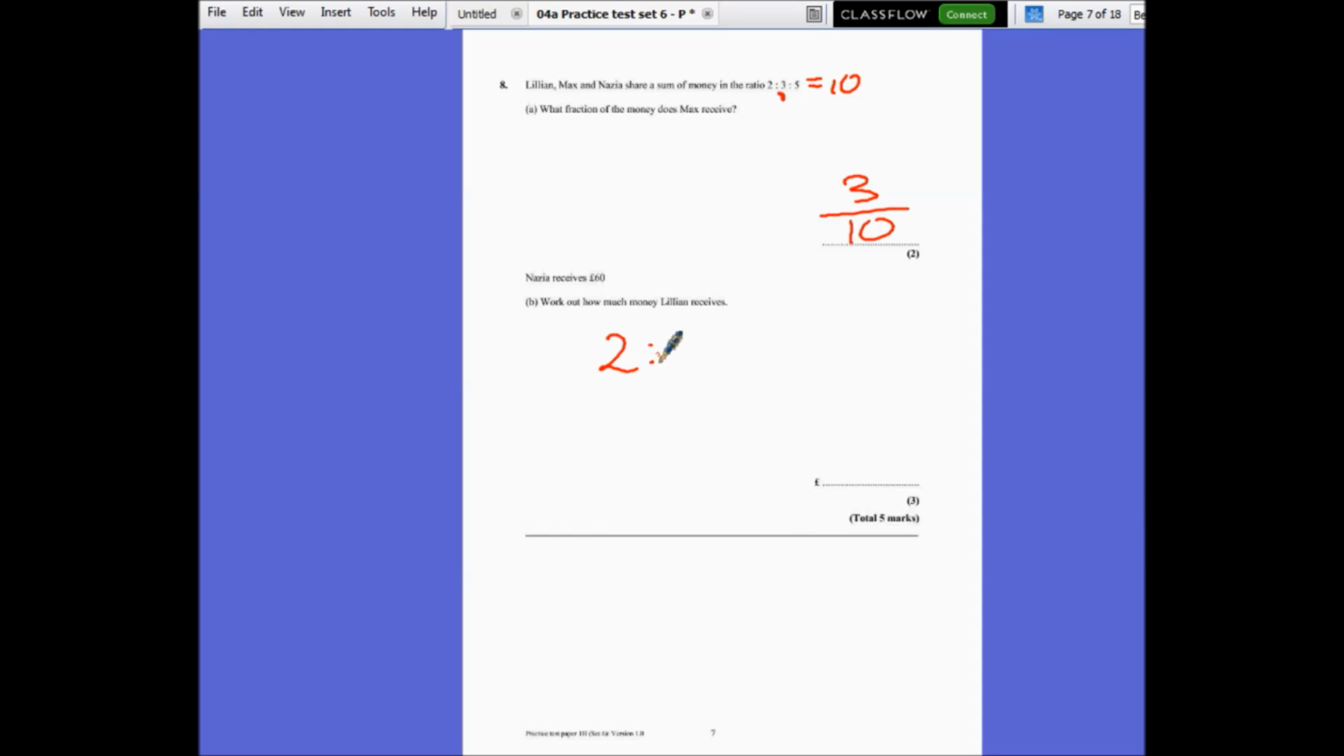Nazia receives £60. Work out how much Lillian gets. Well, if it's in the ratio 2 to 3 to 5, and that is Lillian, Max and Nazia, then Nazia gets £60. To get from 5 to 60, we are timesing by 12. So to work out how much Lillian gets, we will also times by 12. So she will get £24.